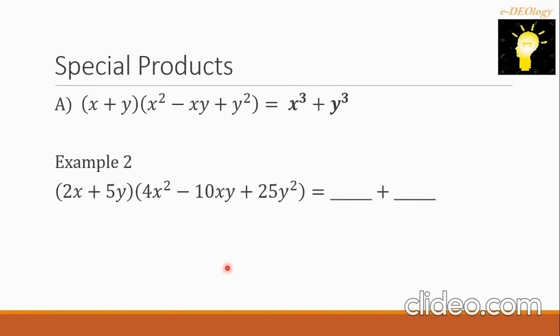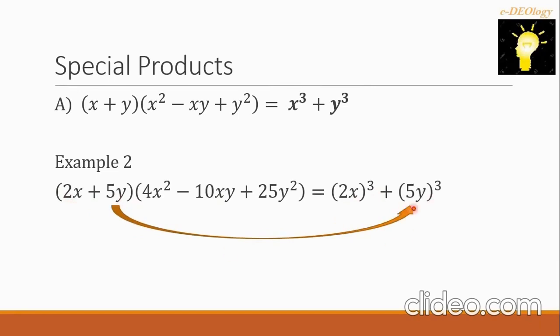So what we will do now, we will go to that same problem, and then we'll put the equal sign. We will now put two blanks to represent the two terms of the special product. Let's begin with the first blank. I will copy the 2x and put the power 3. And then plus. For the second blank, the 5y is copied here, and then power 3. We will simplify further. The 2x raised to 3 is equal to 8x cubed, and the 5y raised to 3 is 125y cubed. So this is our final answer.